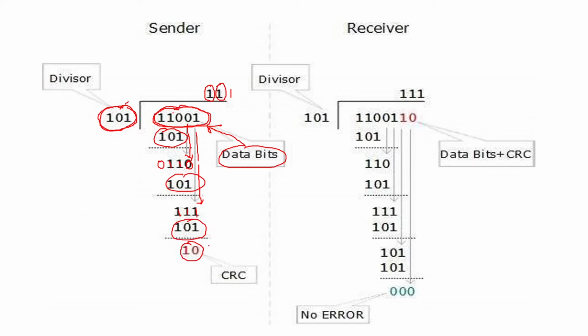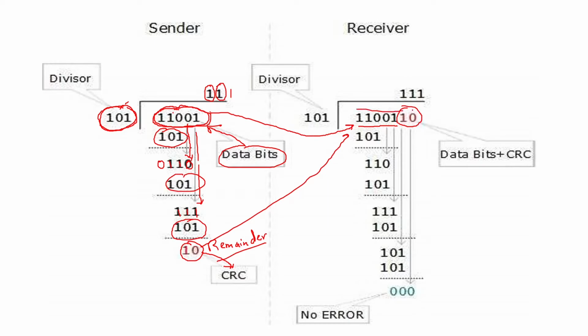So this will be your remainder, which will be your CRC code. Now this remainder will be added to the data and sent as a code word to the receiver. Here you can see your data was 11001, and then this remainder you are adding again here at the last.